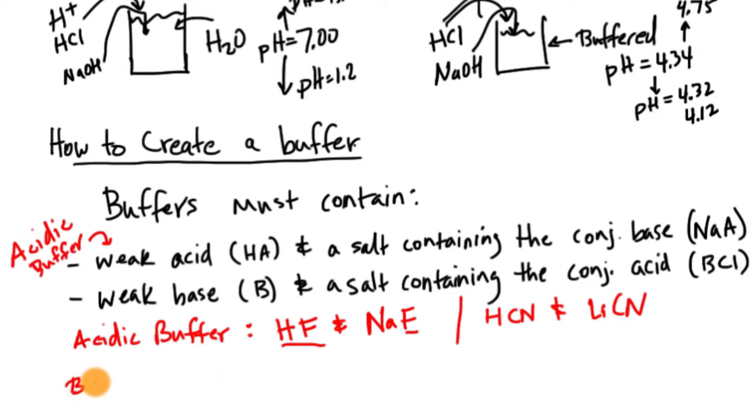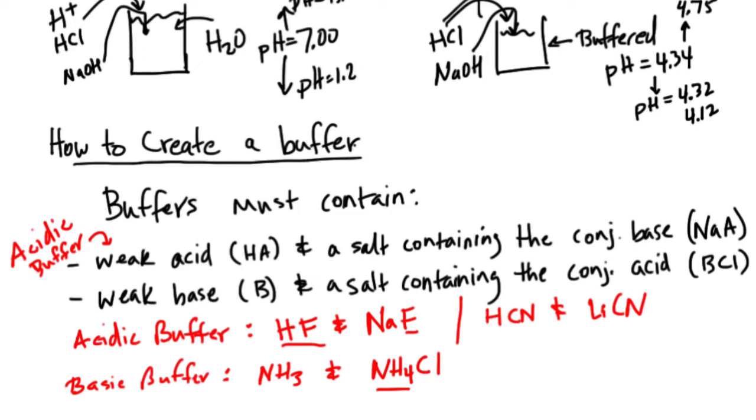Now to make a basic buffer, what I need to do is add a weak base. Typically the base that I add would be ammonia, and what I would add would be ammonium, and I would need something because ammonium is going to have that positive charge. I'm going to balance that charge because it has to be a salt. So it's ammonia with the conjugate acid of that weak base. Okay, conjugates are really important if you haven't noticed in the last couple units.